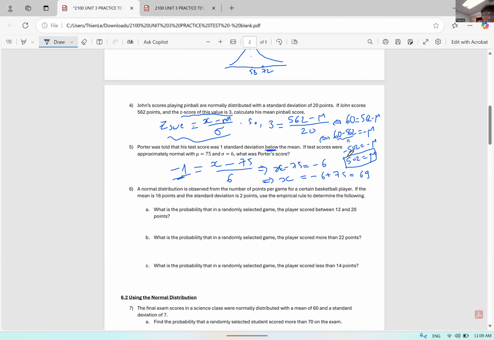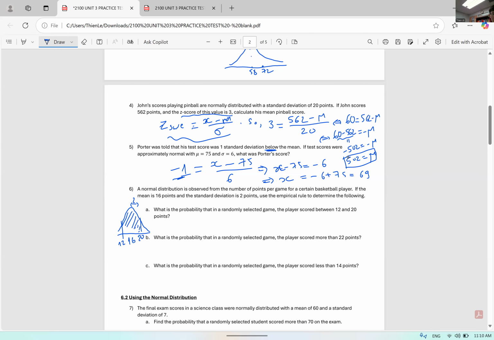So here you have a normal distribution with mean 16, right? And standard deviation is 2, right? So here, what is the probability that a randomly selected game the player scores between 12 and 20? So they want to ask you between 12 and 20, okay, right?